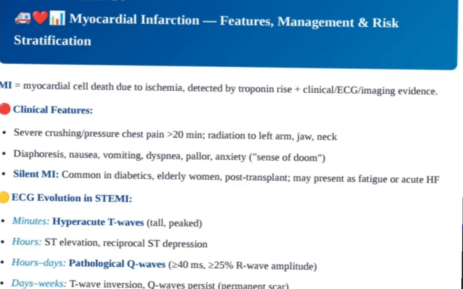Like the posterior MI. Since the leads are on the front of your chest, a heart attack on the back of the heart doesn't show standard ST elevation. No, it projects a mirror image. You see ST depression in leads V1 through V3 and a tall R wave in V1. So doctors have to actively think, oh, I need to check the posterior leads and physically move the leads to the patient's back, V7 through V9, to actually see the ST elevation. Right. You have to look from the correct anatomical angle.